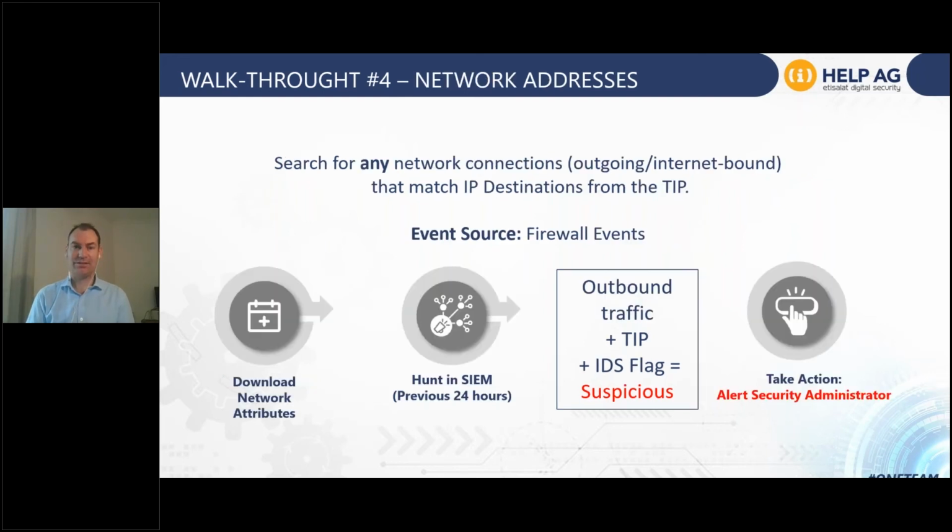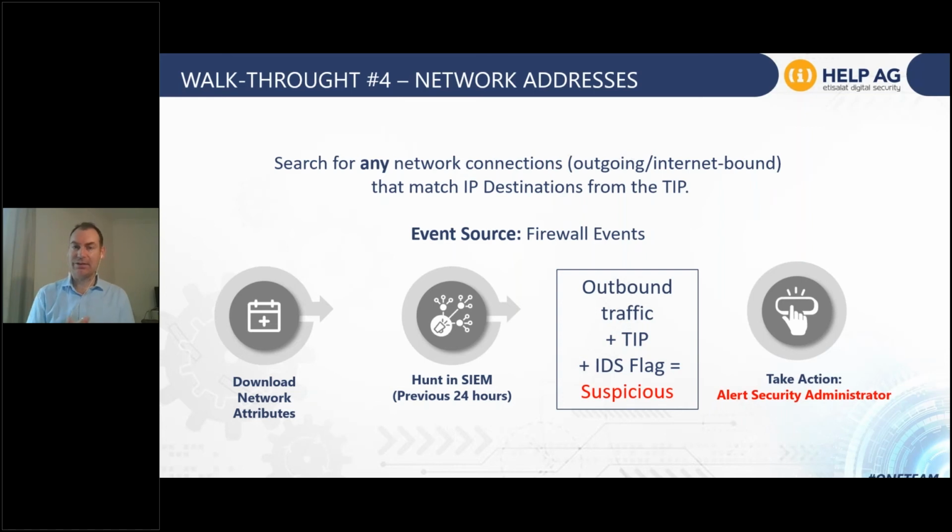The next is network addresses. The event source here is likely to be something like firewall events from your next gen or traditional firewall. Once you've downloaded the attributes, you hunt for them over a defined period of time. The outcome that you're looking for here is to detect any network connections that are outbound from your organization to those IP destinations from the tip.